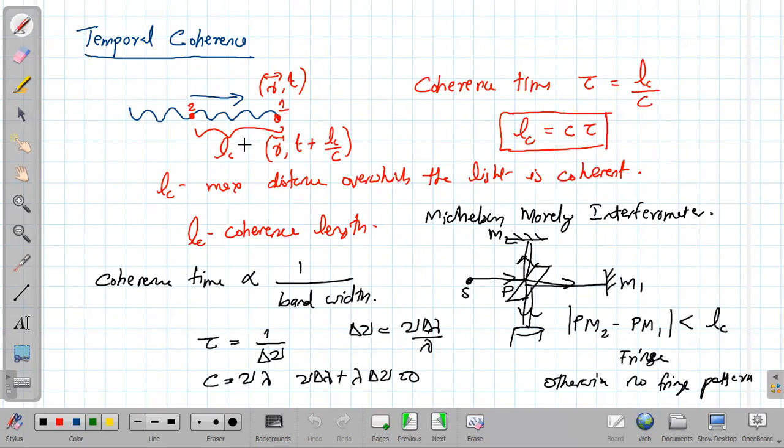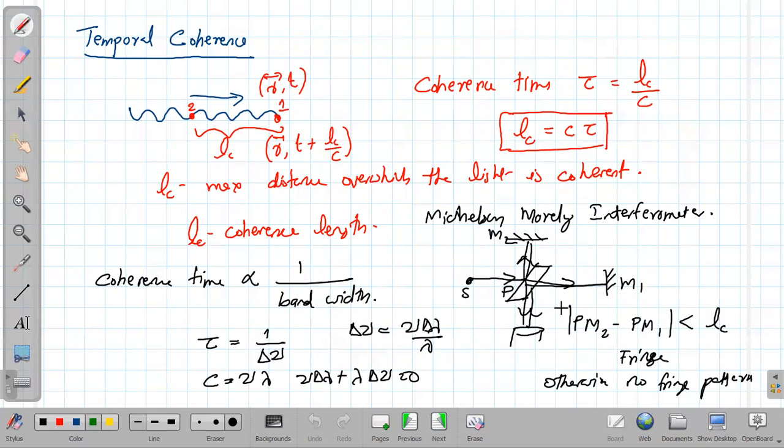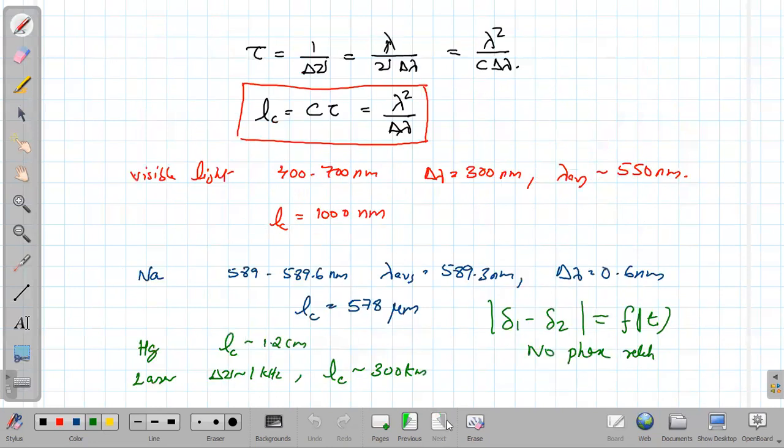For the temporal coherence or coherence length, we have a quantitative definition. It's reciprocal to the bandwidth of the source. If the bandwidth is small, the coherence time would be large, or the coherence length would be large. We have estimated the coherence length of different light sources, and we also said how we can measure the coherence length. We can use the Michelson-Morley setup to measure the coherence length, or to demonstrate temporal coherence. So that's up to now.